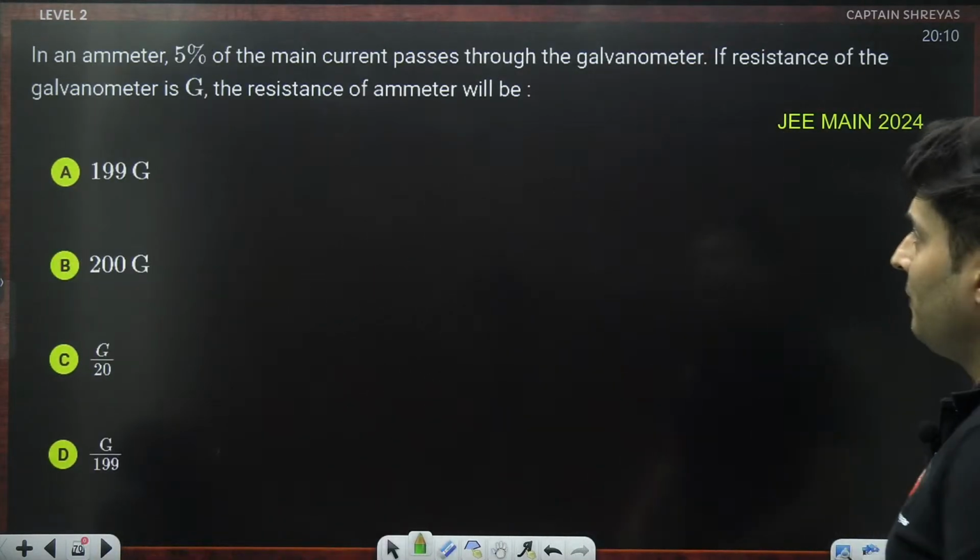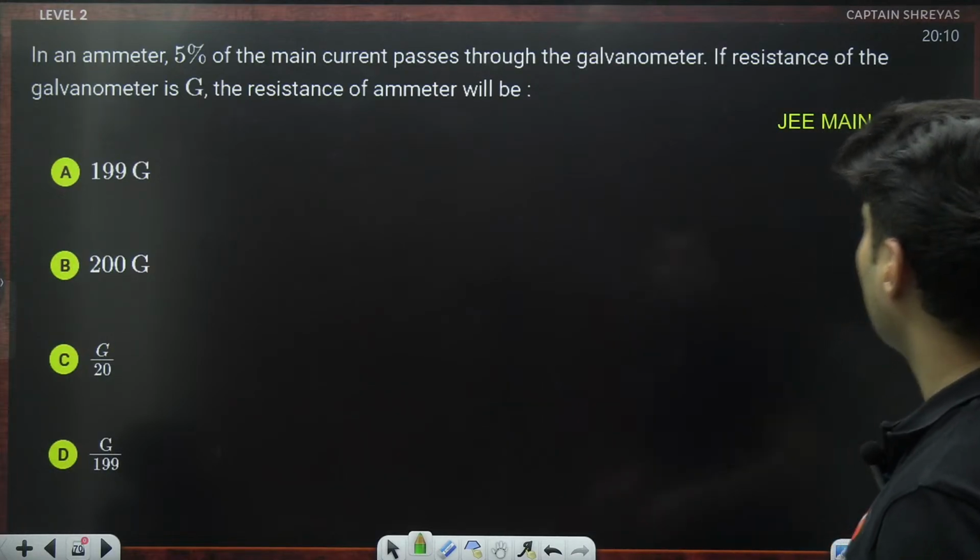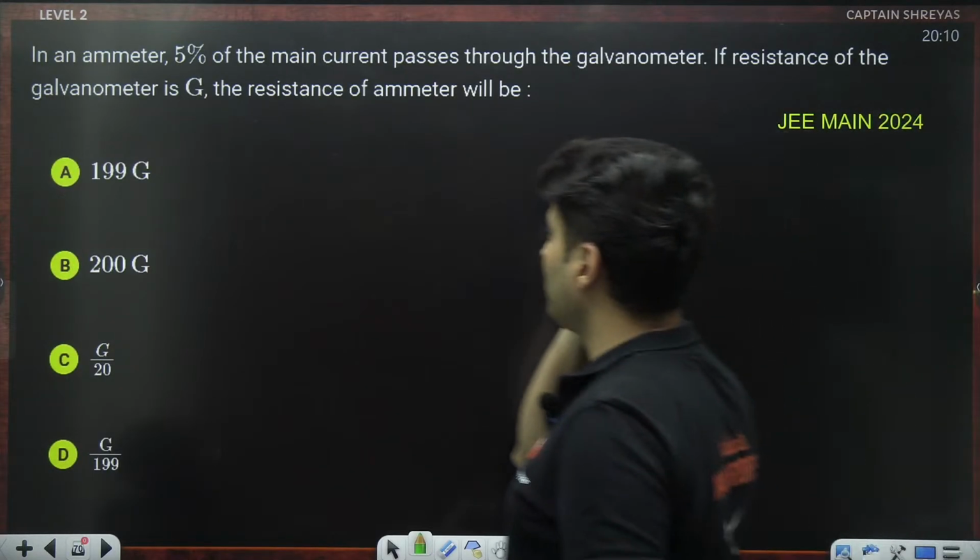In an ammeter, 5% of the main current passes through the galvanometer. The resistance of the galvanometer is G. The resistance of the ammeter will be how much?